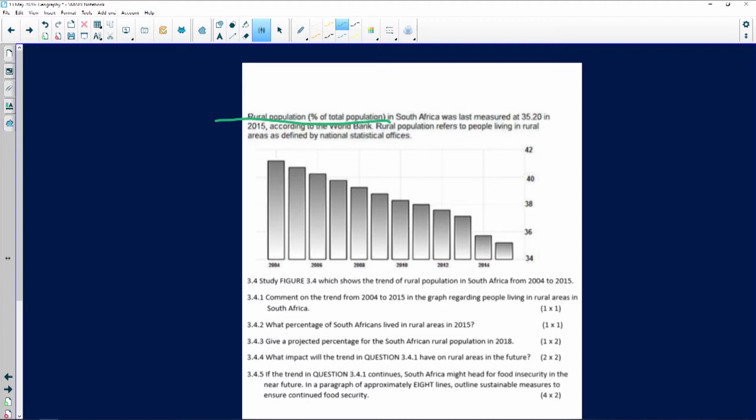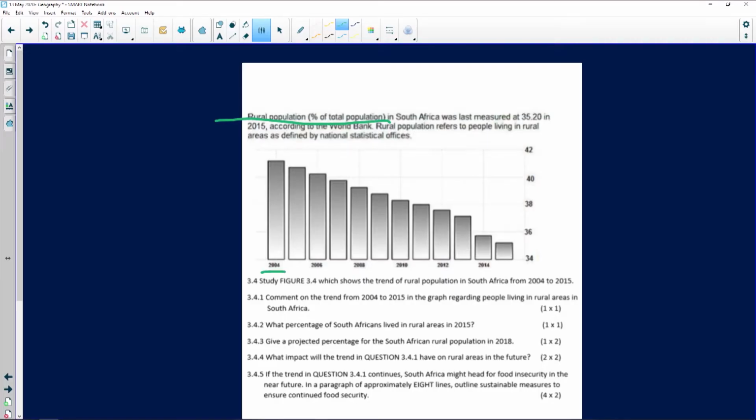According to the World Bank, rural populations refer to people living in rural areas as defined by the National Statistical Offices. Now, when we looked at this question, we also can look at previous questions. We already discussed the rural settlements. Yes, I'm being repetitive. We focus on primary activities: farming, fishing, forestry, and mining. So what does this graph basically show us?